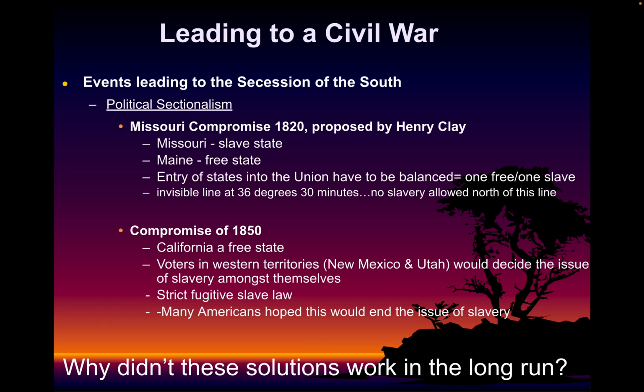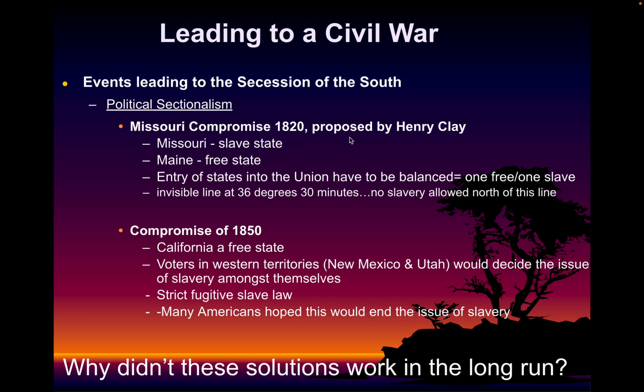So there were a variety of things that people tried to get to work. One is going to be called political sectionalism. So basically, we politically tried to keep everybody happy. Now, as often happens when you try to keep everybody happy, you keep nobody happy. So over this whole issue of slavery, the first way that we as a nation tried to address it is what's called the Missouri Compromise.